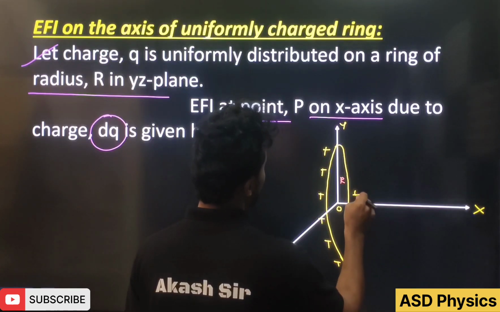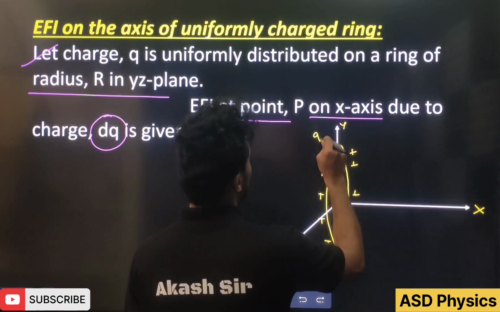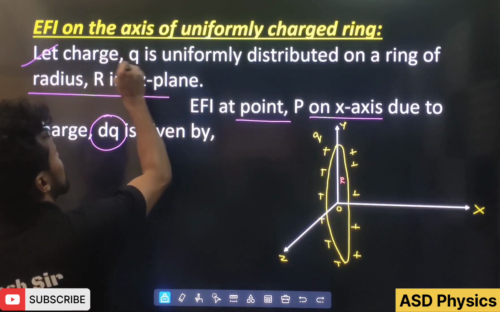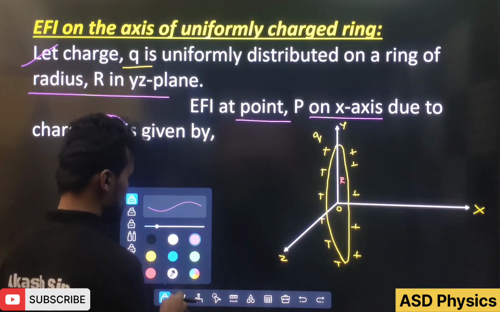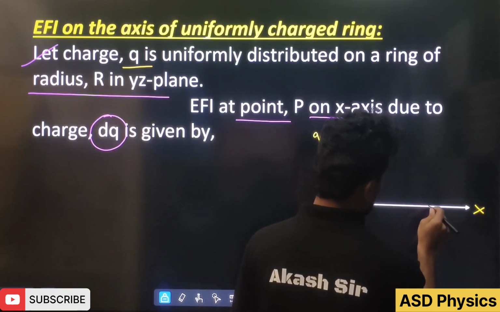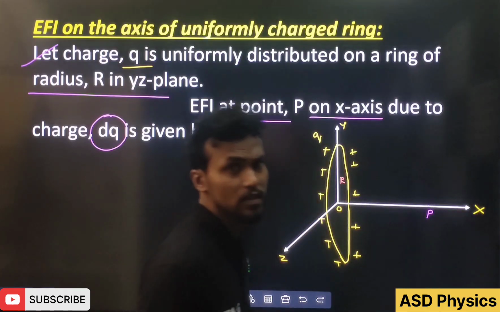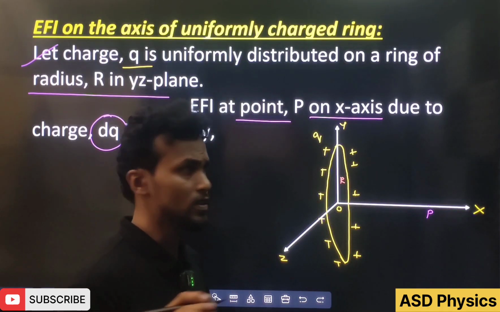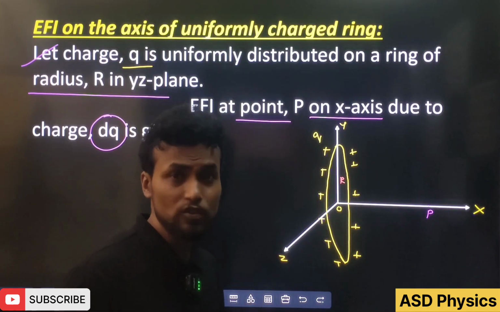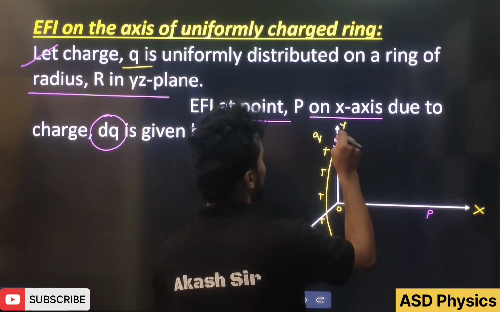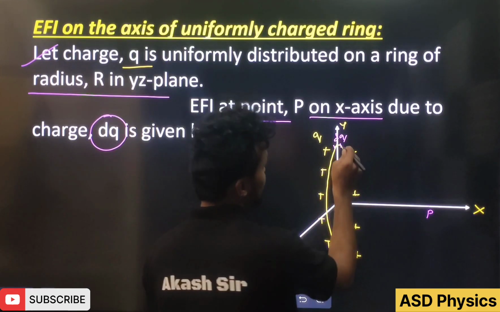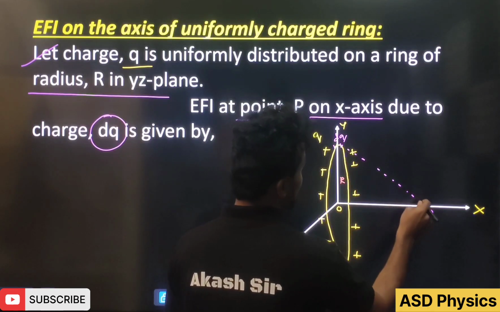How much charge is on the ring? A small q charge is there. Now what we have to do is take one observation point here. This is the observation point, my point P. Now we want to calculate the electric field, so we have to see whether there is any kind of symmetry. As I told you in the starting, first I will take a very small charge dq.